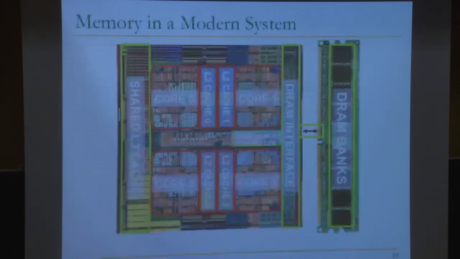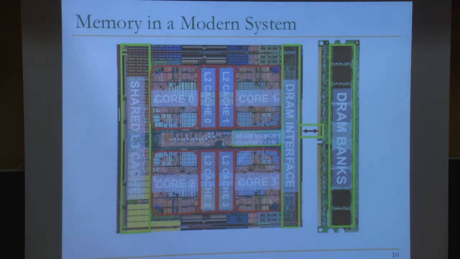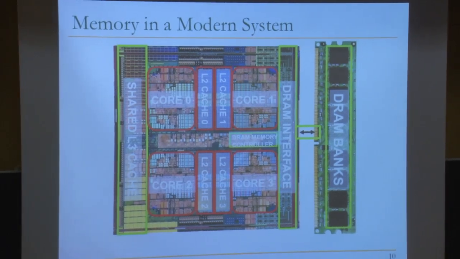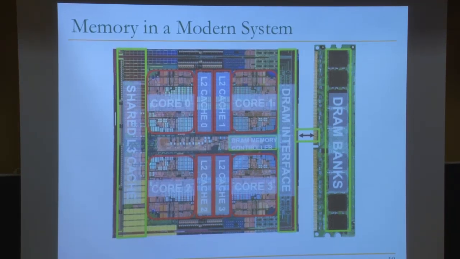So let's start with the memory hierarchy. Let me give you this picture first that I like. This is what memory looks like in a modern system. This is a multi-core chip. This is AMD's Barcelona chip. It's very old now. It's hard to keep up with these new chips that keep coming up. But you have these cores, four cores in this case. And if you look at the chip, most of the chip is really dedicated to the memory hierarchy. Actually, these are some hefty cores. That's why cores are big. But you have the L2 caches.